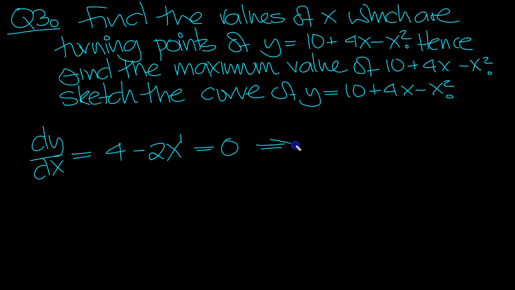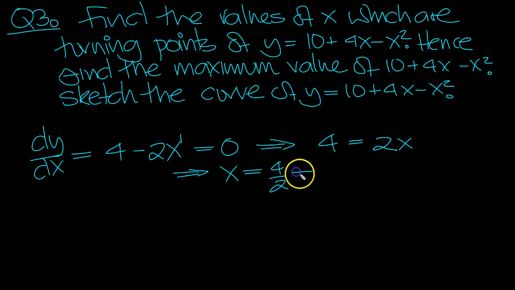When does dy/dx equal 0, which is a turning point? Well, here this tells us to move the 2x over through the equals, and then move the 2 from times to divide. I'm going to write it down from right to left. 4 over 2 is x equals 2, isn't it? So that's when dy/dx is 0.